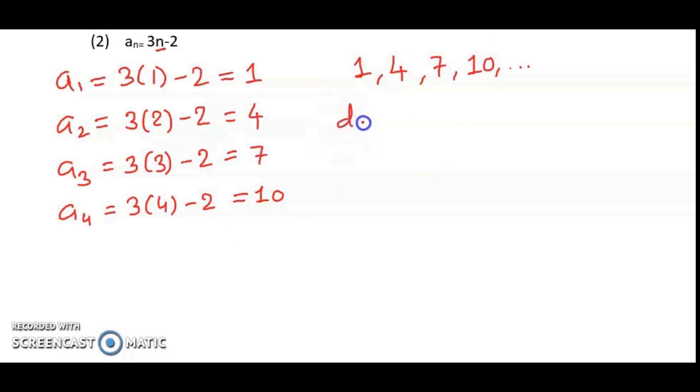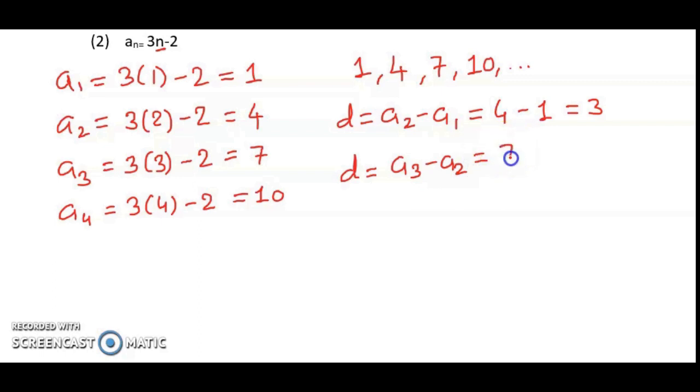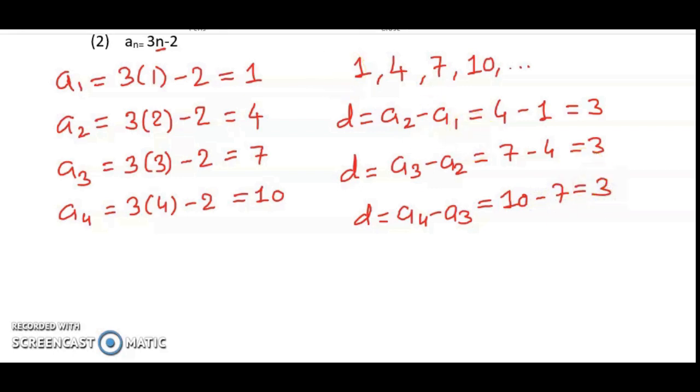So if you see the difference between consecutive numbers, the difference between second and first term, second term is 4 and first term is 1, so we get the difference 3. Same way if you see the difference between third term and second term, so the third term is 7 and the second term is 4, so the difference is 3. And same way the difference between fourth term and third term, fourth term is 10 and third term is 7, so difference is 3. So you can see the difference between consecutive numbers in this series remains constant, so we can say that the given series is an arithmetic progression.